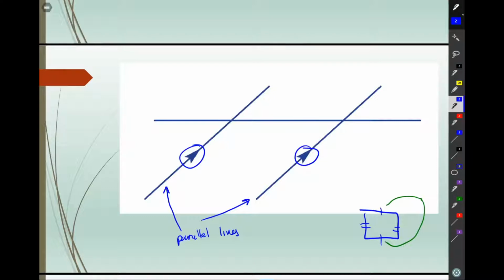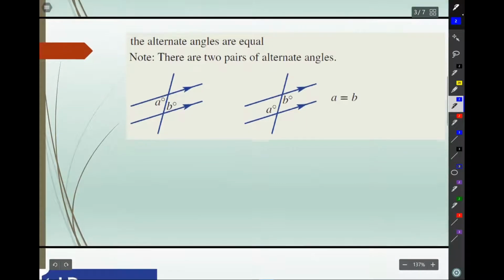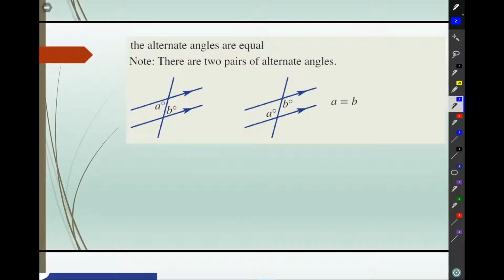And often what we're going to see is this line cutting across them. We call this a transversal. It's a line that cuts across a pair of parallel lines. And you can see that this transversal cutting the parallel lines forms a number of different angles. And we're going to learn about the relationship between a lot of these angles. The first one we're going to look at are alternate angles.